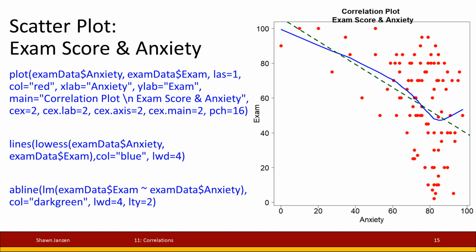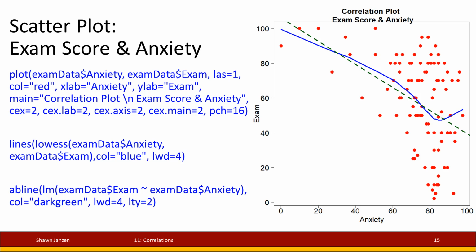Now, the next two functions, lines and abline, are relatively new for you. The lines function is what we use to add an additional type of line. In this case, we're adding a lowess line, and the lowess line is the blue line that tracks along with the pattern and the shape of the data, and it's allowed to curve. This one is indicated with blue, and the lwd option just specifies the thickness of the line. How thin or thick is it? The higher the number, the thicker it is.